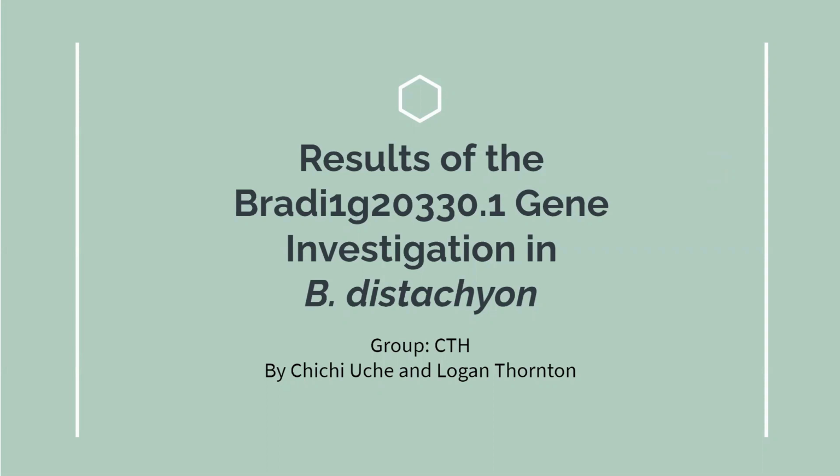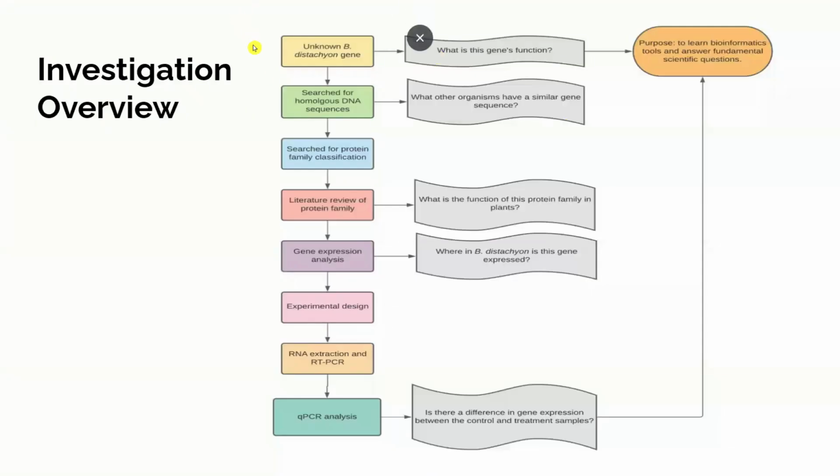And we're here to discuss the results of our Brachypodium gene investigation. So what did this investigation contain? Well, we began with an unknown Brachypodium distachyon gene, and we were tasked with determining its function. To do this, we searched for homologous DNA sequences. Then we searched for the protein family classification. And through literature review, we were able to determine the function of our protein family.